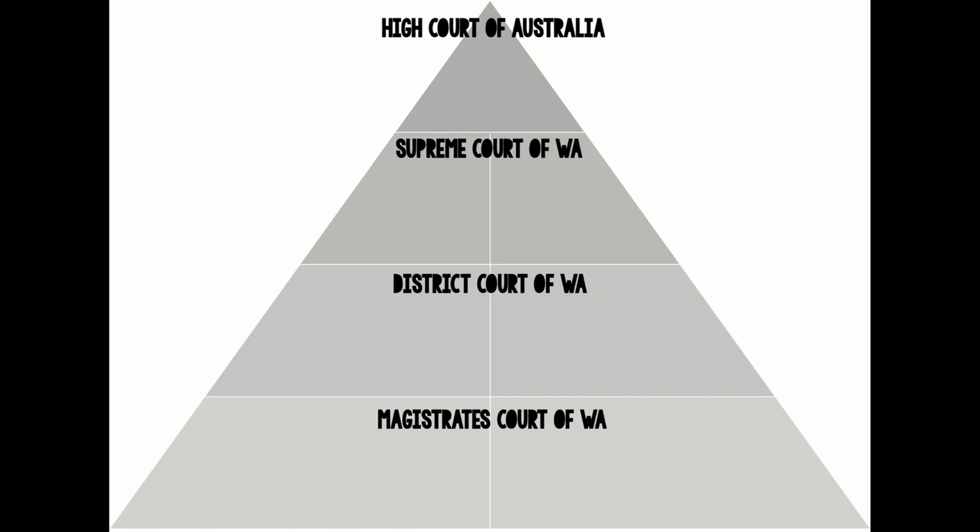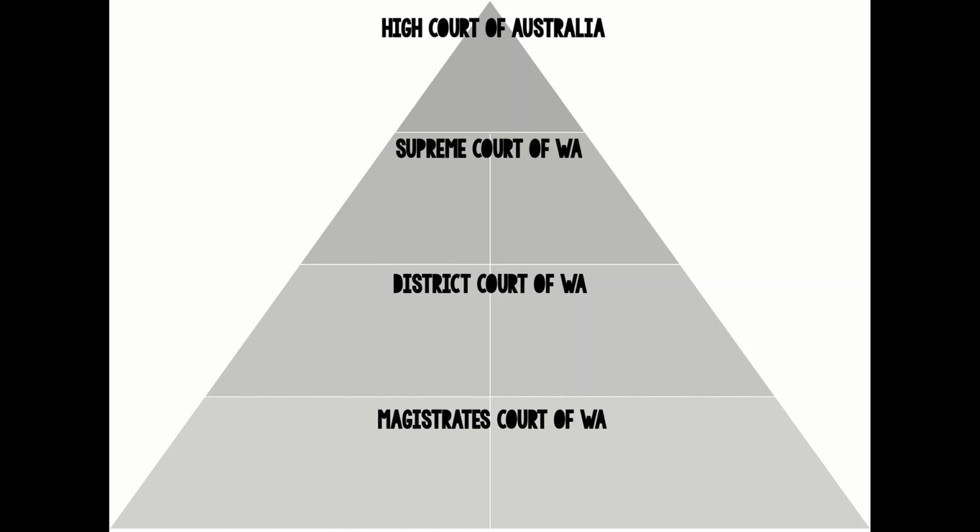So those are the 4 layers of the court hierarchy in Western Australia. Obviously, the High Court of Australia sees cases from all around Australia, but the bottom three are just in WA only. So please make sure you've got this pyramid written out in your book, nice and clear. You know exactly what each court does, because you're going to be using the notes that you've made today to help you with the information that we're going to look at in further lessons, which is really quite interesting.